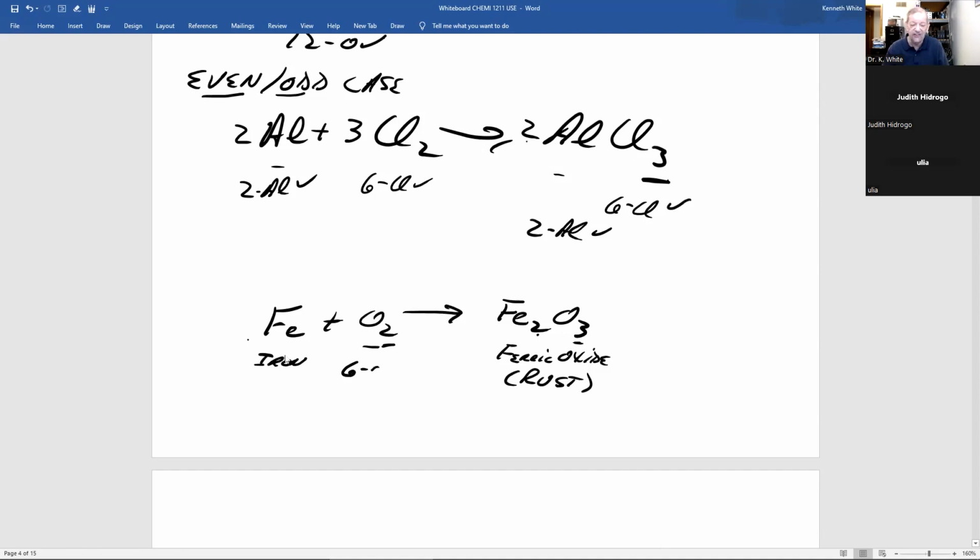So if I have 6 oxygen here, I'll need to put a 3 there. If I have 6 oxygen here, I'll need to put a 2 there. But now 2 times 2 is 4 iron, Fe. How do I get 4 on this side? Put a 4 in, and now I have 4 iron. And now I'm going to check. Does this balance? And now I have 4 iron, 4 iron, 6 oxygen, 6 oxygen. Yay, it's balanced.